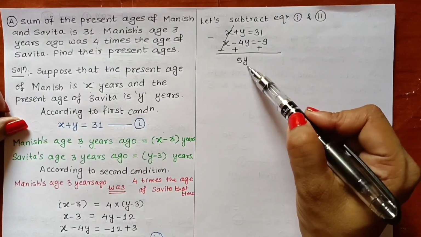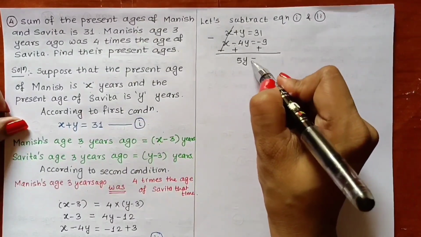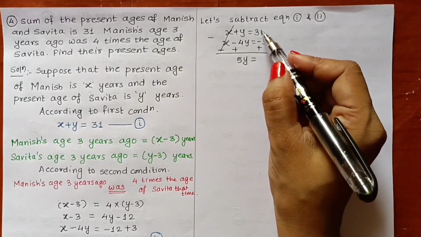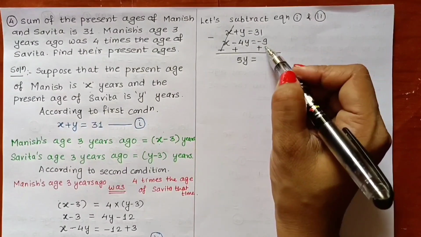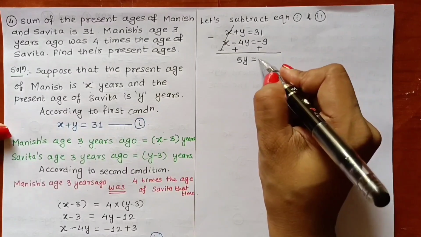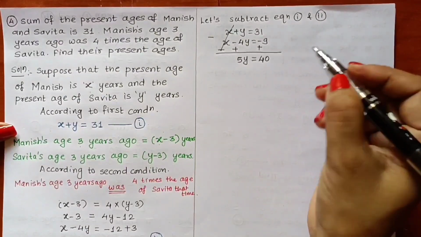So 1y plus 4y is 5y is equal to plus 31 plus 9. Both have plus signs. That means it is 40. 31 plus 9 is 40.